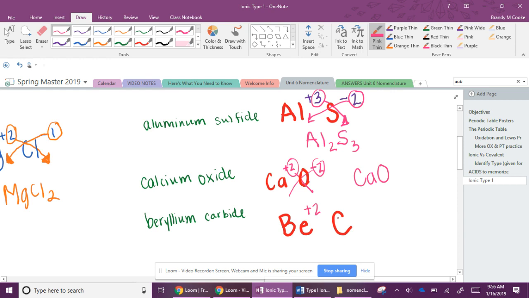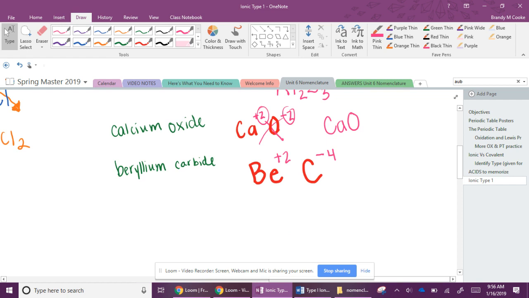So if carbon is bonding with a positive beryllium, then we know that he must be negative. Otherwise, they wouldn't go together, right? So instead of saying, oh, I don't know if it's positive or negative, it's going to be -4, again, because they need to cancel each other out. So here, again, we crisscross. The 2 comes down, the 4 comes down, and we have Be4C2, but just like we did up here, we have to simplify, we have to reduce. And so this is going to become Be2C.